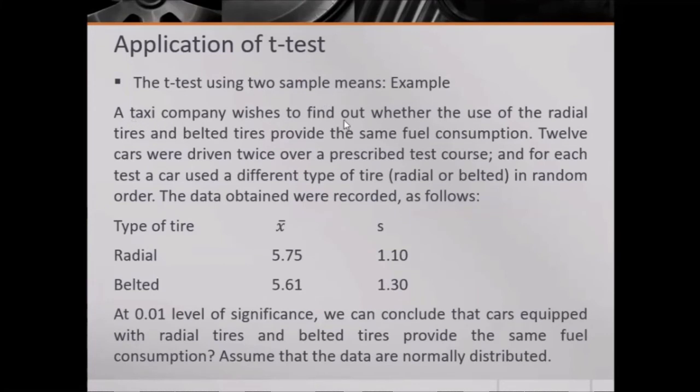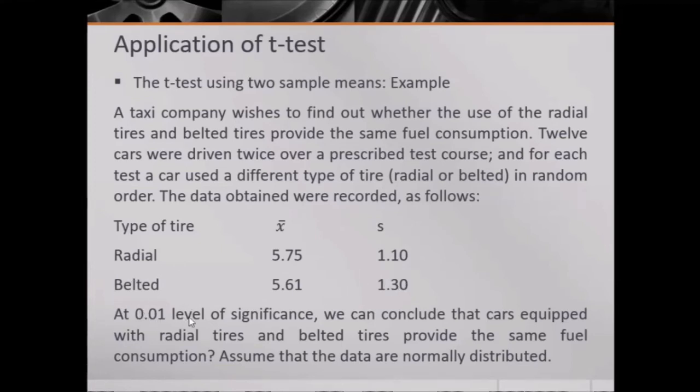A taxi company wishes to find out whether the use of the radial tires and belted tires provide the same fuel consumption. 12 cars were driven twice over a prescribed test course, and for each test a car used a different type of tire, radial or belted, in random order. So the data obtained were recorded as follows. Type of tires, yung radial and belted. Ang sample mean ng radial ay 5.75, doon naman sa belted ay 5.61. Standard deviation of 1.10 sa radial and 1.30 sa belted naman.